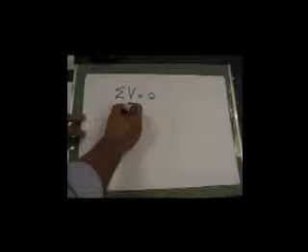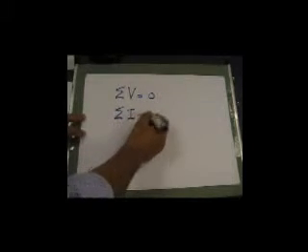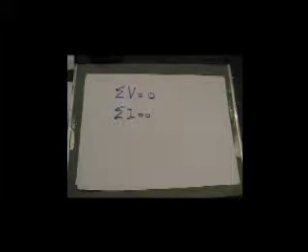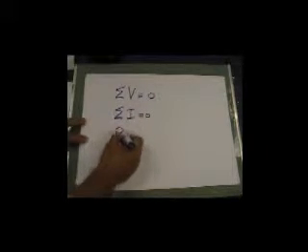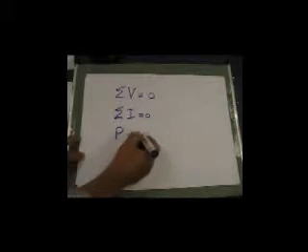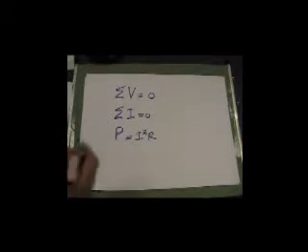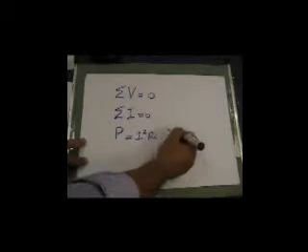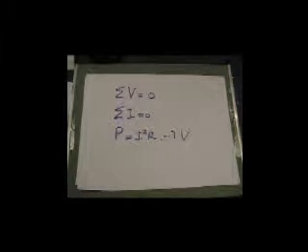The second rule: the sum of the currents around a point or a junction must be equal to 0. That means the currents in must be equal to the currents out. The third point is that the power is defined as I squared R, or IV if you want. So it's either that or IV. If you say V is equal to IR, then this is easily seen.